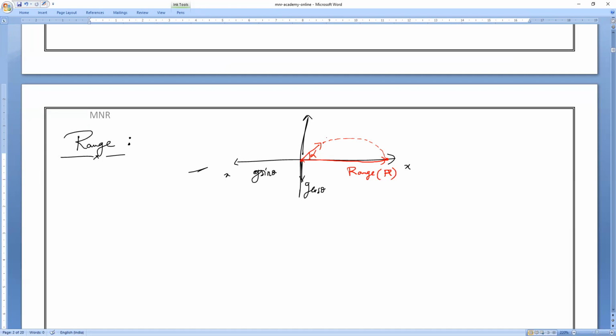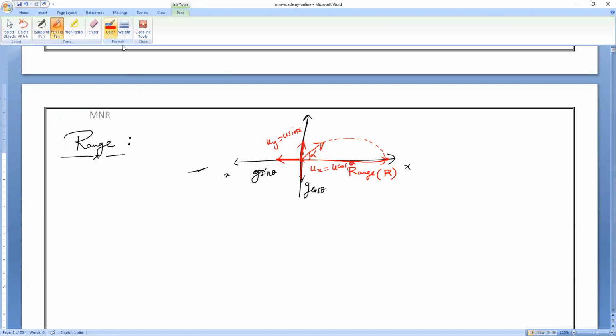So horizontal range means we have to consider what, guys? X-axis or Y-axis? X-axis. Ux means u cos alpha, and uy means what? Uy is equal to u sin alpha. Do you all remember, everyone? Please respond. Our target is to find the range.